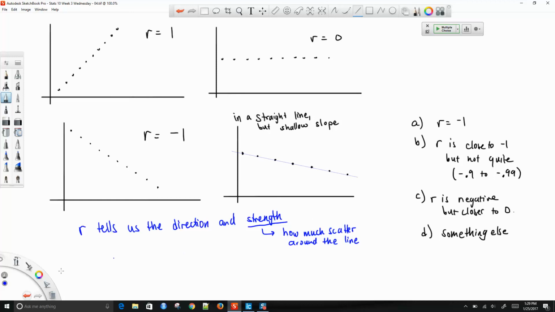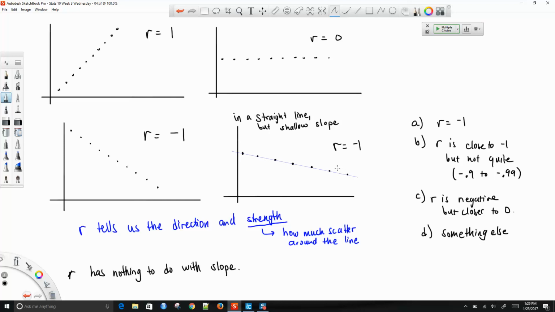One thing to note that's important is that slope does not tell us anything about r, or r does not tell us anything about the slope. R has nothing to do with slope. Even if the line is shallow, r here is still -1, because r only has to do with the direction and the strength.